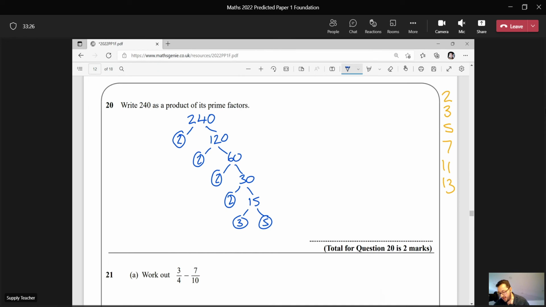So now it wants you to write it as a product of prime factors, so they want you to do powers. So we start off with 2. Now how many 2's have I got? I've got 4 altogether that I've circled. So this is 2 to the power of 4. Then we've got 3 to the power of 1, and 5 to the power of 1, like that. And that's the answer.